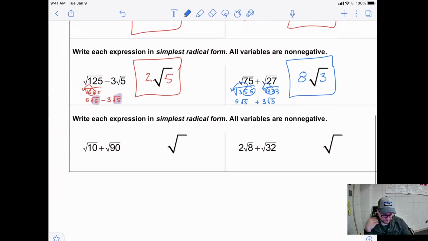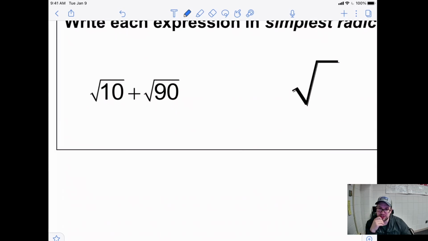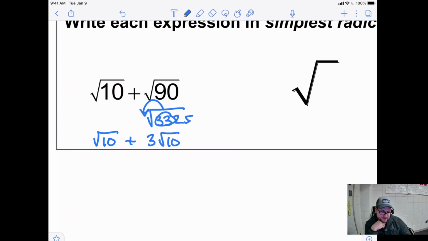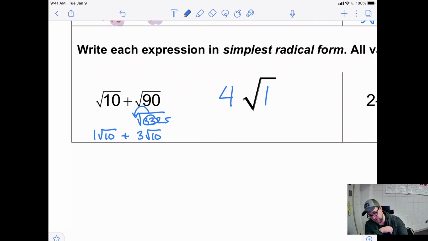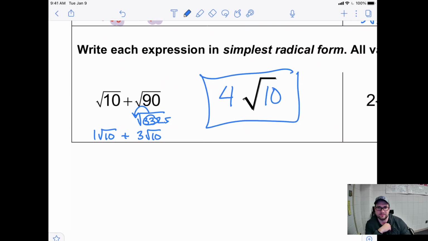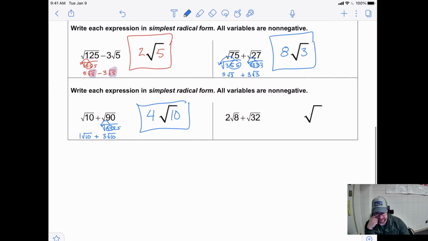Terrific. Here we go. Write each expression in simplest radical form. Again, same process. Simplify if possible. 10 doesn't get simplified. It's just 5 and 2, which means there's no pair, so we can't pull anything out. 90, on the other hand, is going to be 3 times 3 times 2 times 5, which means I can pull a 3 out, and I'm going to be left with a 10 on the inside. So I get the square root of 10 plus 3 square roots of 10. Now let's be careful here. If there is no number on the outside, you can put a 1. 1 square root of 10 plus 3 square roots of 10 is going to give us 4 square roots of 10.